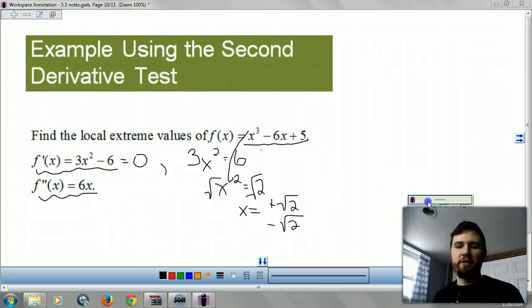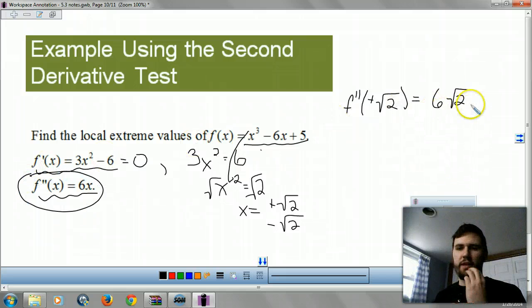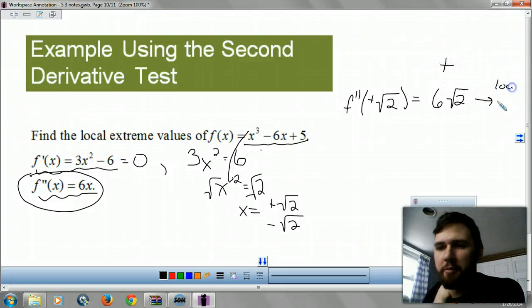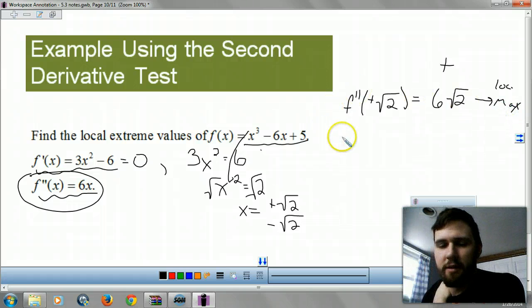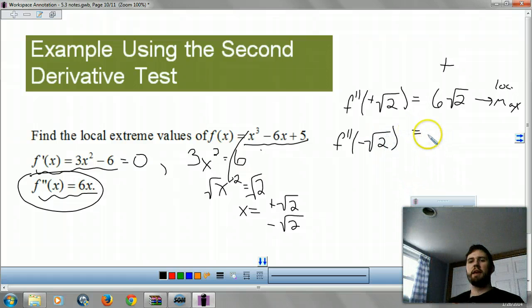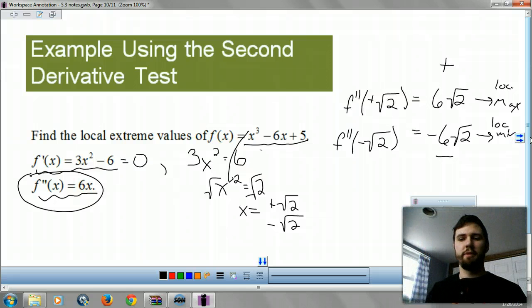So now to find out if they're a max or a min, I plug them into my second derivative. So this equals 6 square root of 2 for my second derivative. Since that is a positive number, this will be a local max. Now if I plug in my negative root 2, I get negative 6 root 2. Since this is negative, it's a local min. Okay, so if your second derivative is positive, max, second derivative is negative, min. That's it. Enjoy.